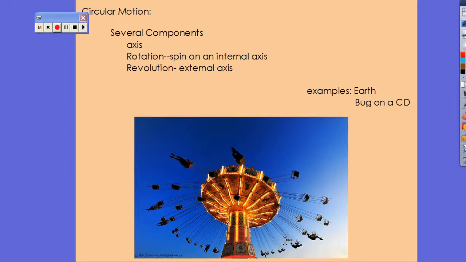Now, the Earth rotates on its own axis, but it revolves around the sun, which has its external axis. So we can have rotation and revolution in the same system, just depending on where you see it from. Now we have the bug on the CD, where the CD rotates, but the bug has the revolution around that CD's axis. So internal and external axis is very important for circular motion.